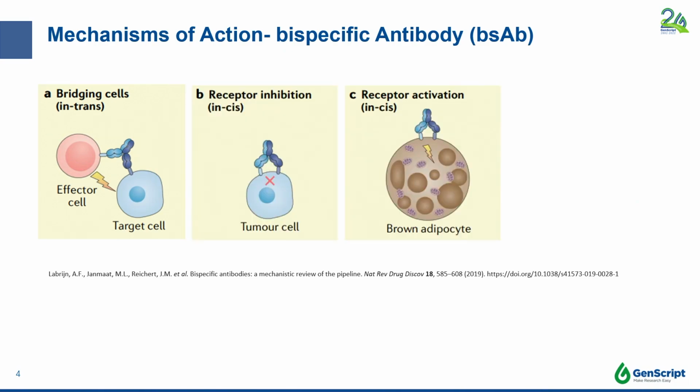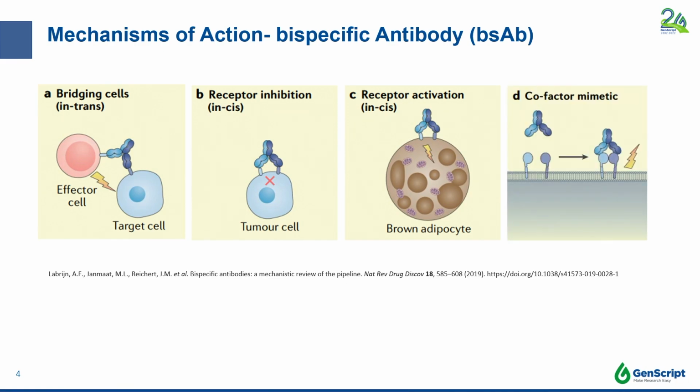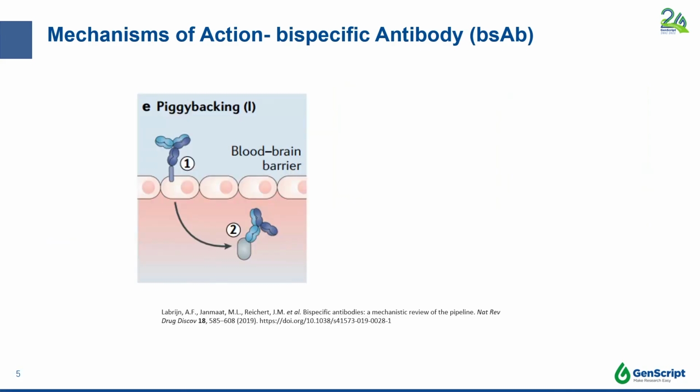The next is what we call in cis, where the bispecific molecule binds simultaneously to two separate antigens on a tumor cell, either to prevent signaling or to enable signaling by activating those receptors. Another way is to bring a substrate and its enzyme into close proximity to elicit an enzymatic reaction, for example, for the bispecific therapeutic that treats hemophilia A.